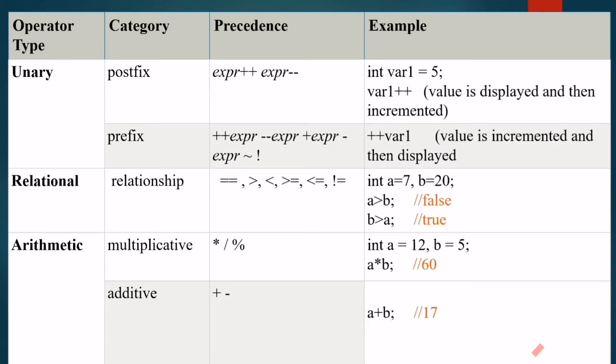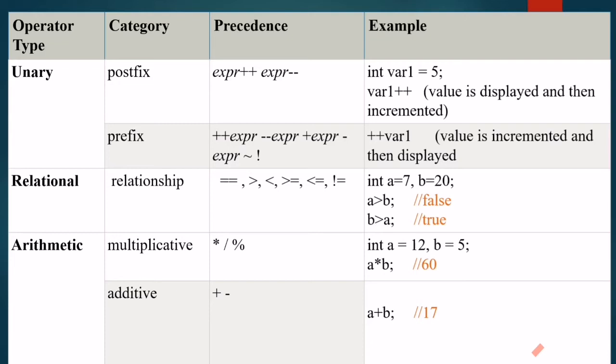For example, we have taken int a = 7, b = 20 and we are comparing a greater than b, like that we are checking. So here 7 is greater than 20, no, so it is giving us false. Then b greater than a we are checking, so it is true. So like that we can check the relationship.